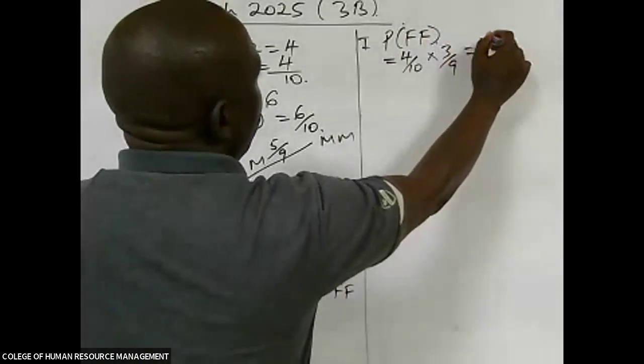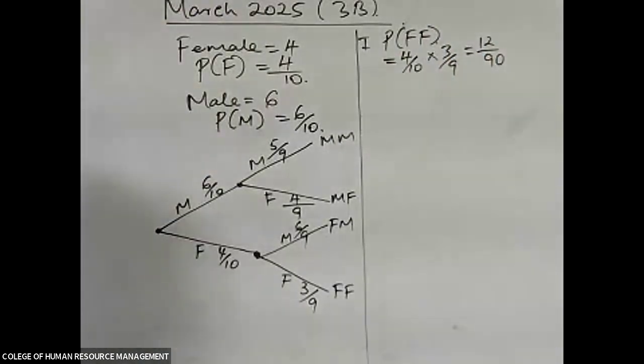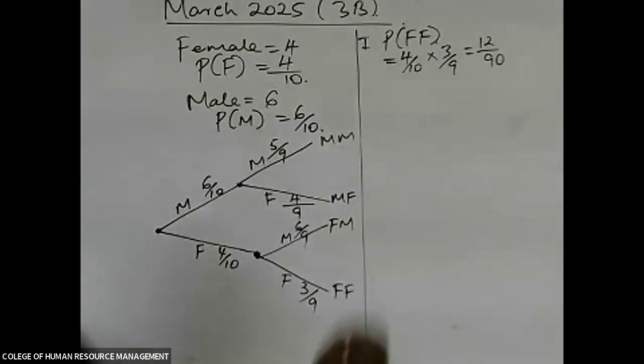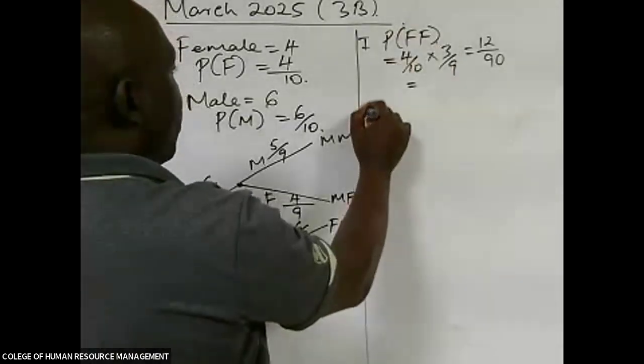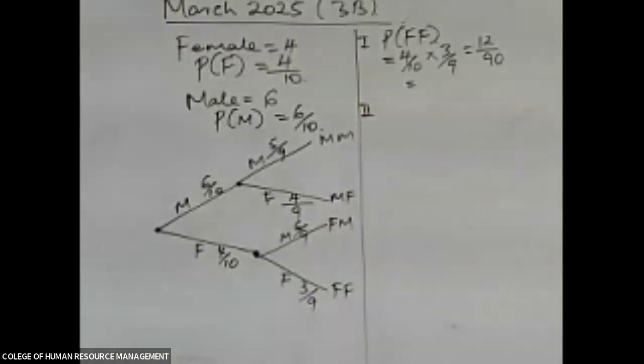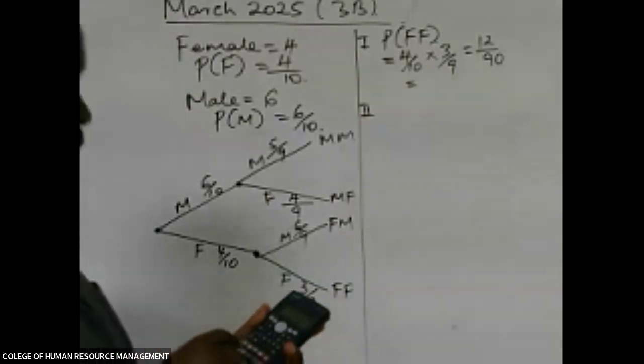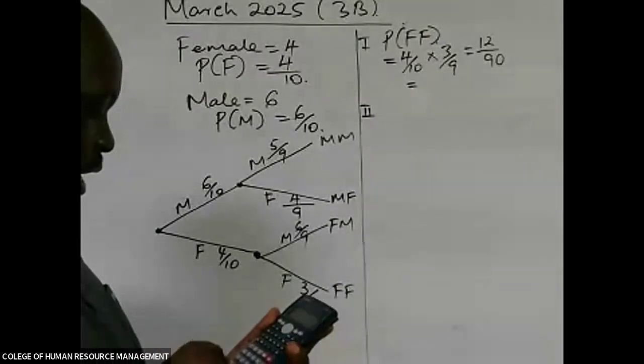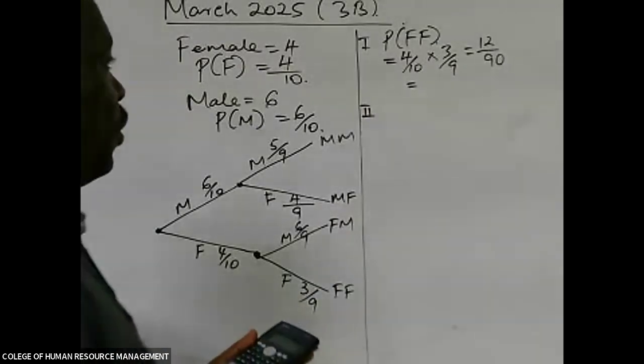This one will be 12 out of 90, which you can simplify, I think by 4. You can place it in your calculator. 12/90 is 2/15.